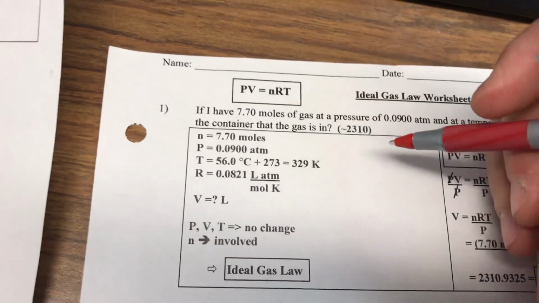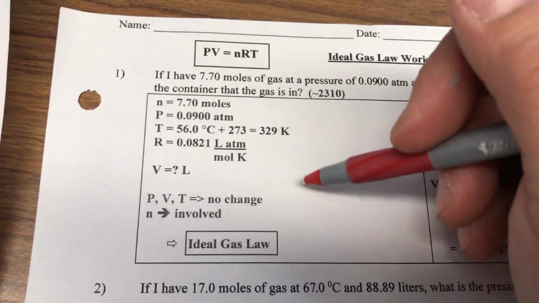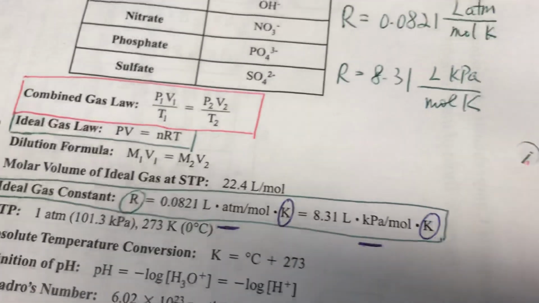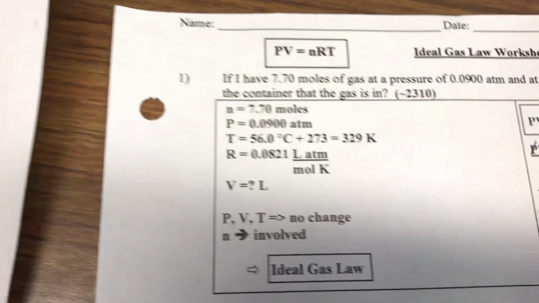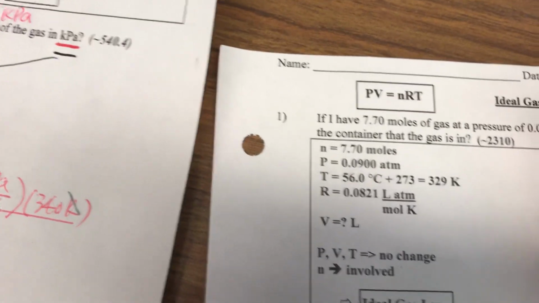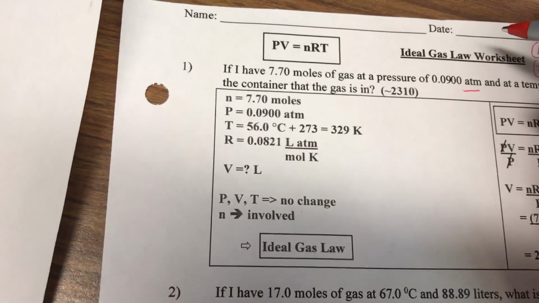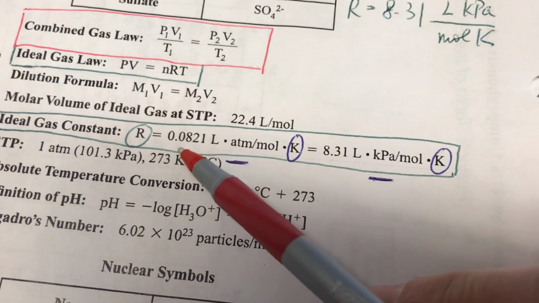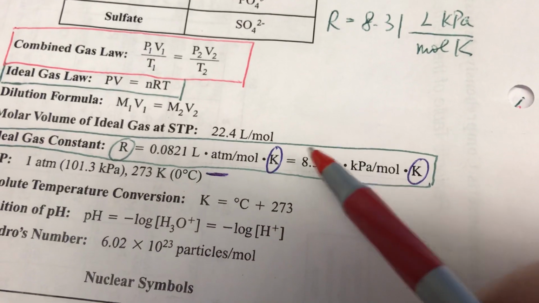The only thing I want to point out is how do you know which R to use? I have two R values here, 0.0821 and 8.31. So how do I know which one I'm using? Again, you look at the unit of the pressure. In the question, the unit is atm. That means my R must use atm, so I have to use 0.0821. Whenever the question has atm, use 0.0821. If the question has kPa, use 8.31.